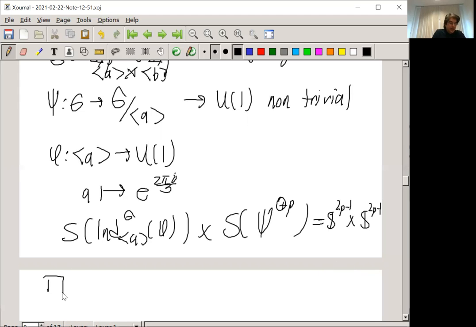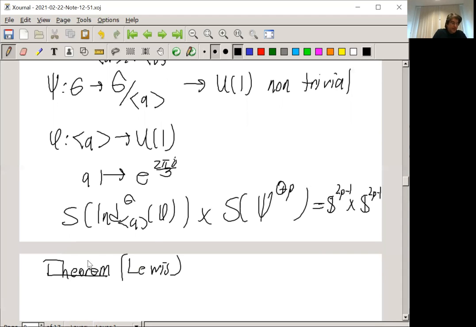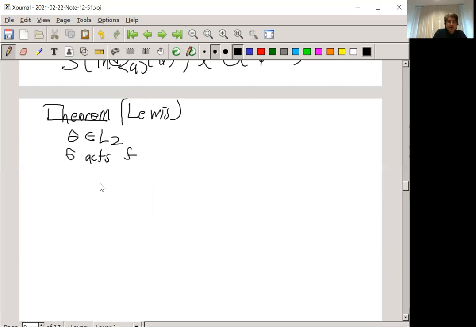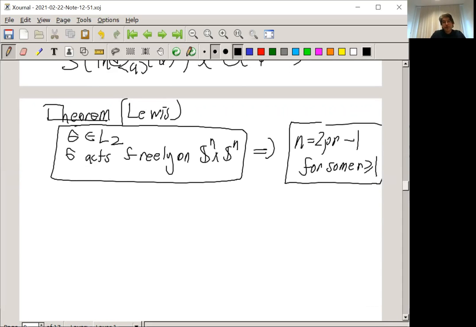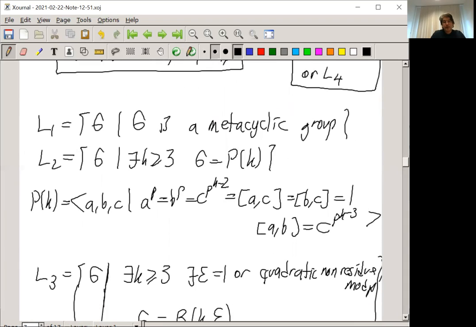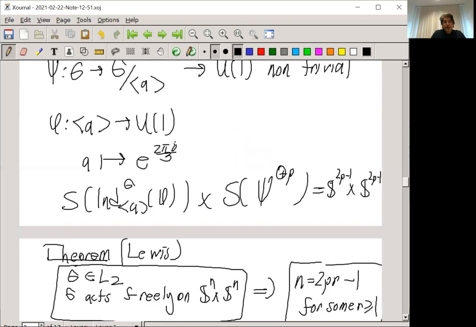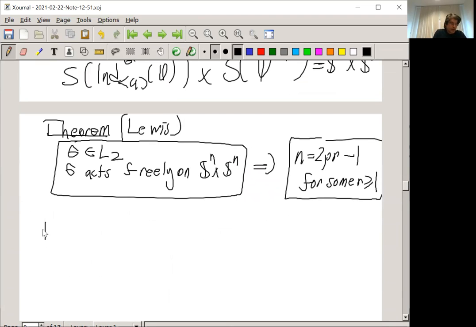Okay, and then we have a theorem of Lewis again. This says if G is in L2 and G acts freely on Sn cross Sn, then n is equal to 2p^r minus 1 for some r greater or equal to 1. So here, if G is in one of the groups in the second list, so the groups in this form, then the dimension of the spheres must be this one. And then here we have a theorem, Hamilton.